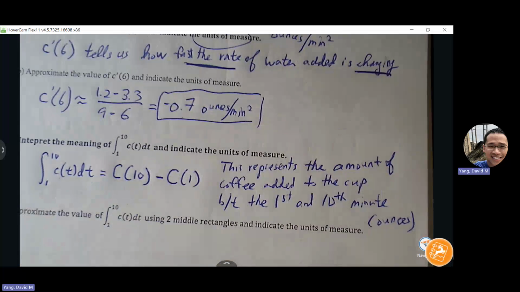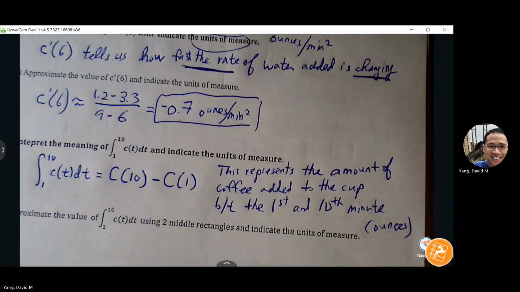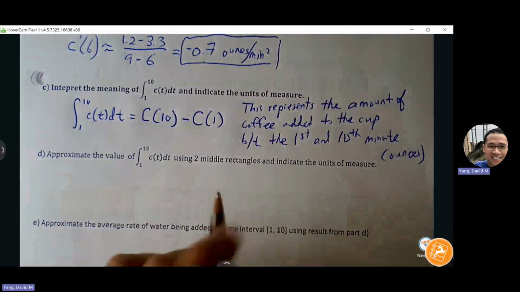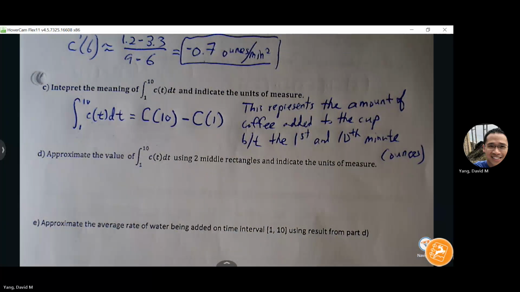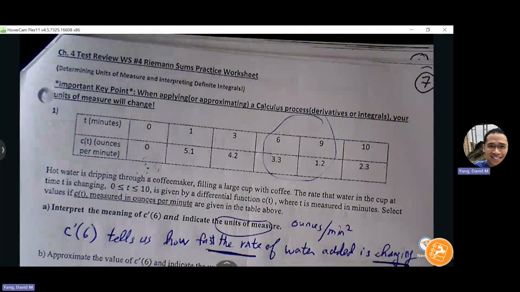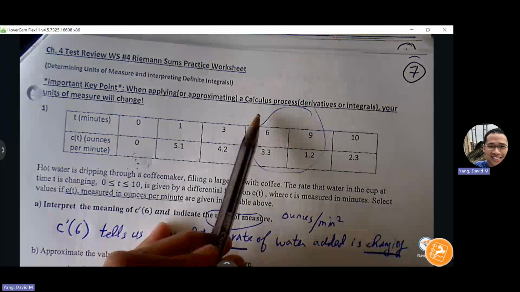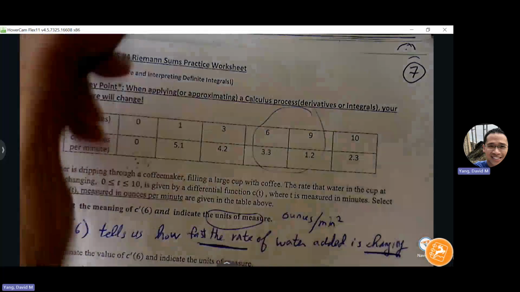Right, in terms of ounces. Okay, so now let's get to the Riemann sums portion of it. Now let's approximate how much coffee has been added to the cup using 2 middle rectangles. So 2 middle rectangles from 1 to 10. A little bit of trial and error. I can understand that 1 to 6 can be one region, and then 6 to 10 can be the other region, right?